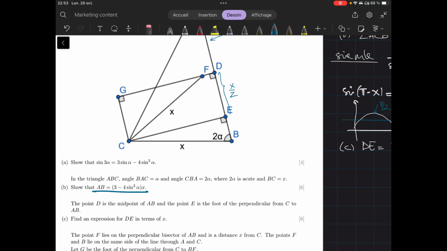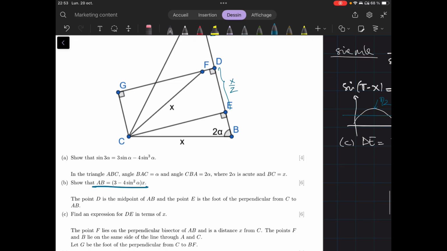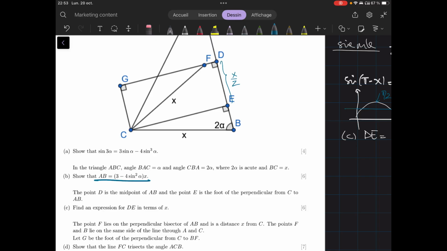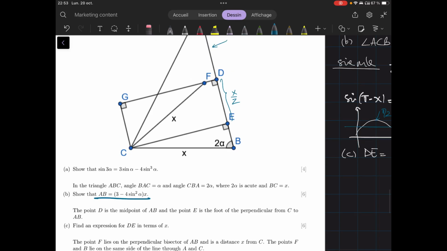F lies on the perpendicular bisector of AB, and is a distance x from C, as we can see. Points F and B lie on the same side of the line through A and C. We want to show that FC trisects angle ACB. So we showed earlier that this big angle is pi minus 3 alpha, and our job is to show that this smaller angle over here is pi by 3 minus alpha. So how can we achieve that?